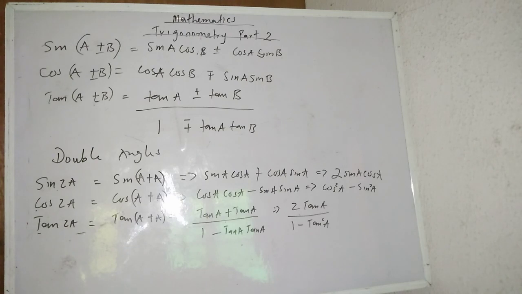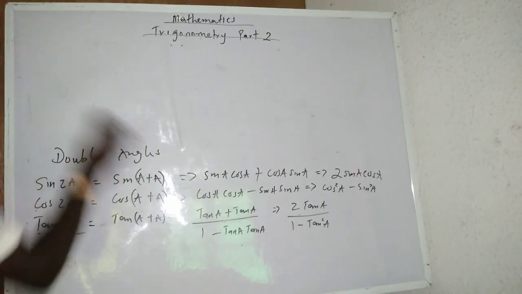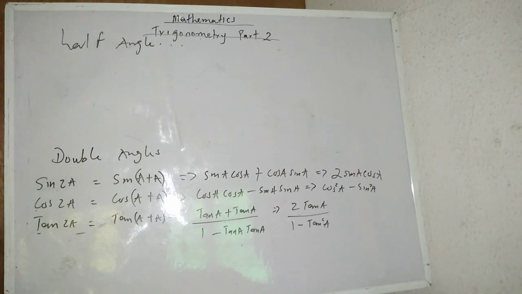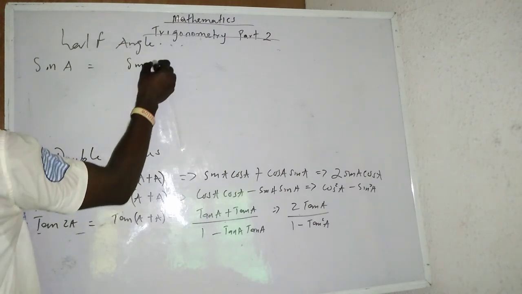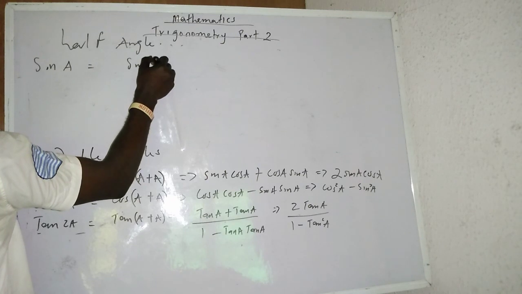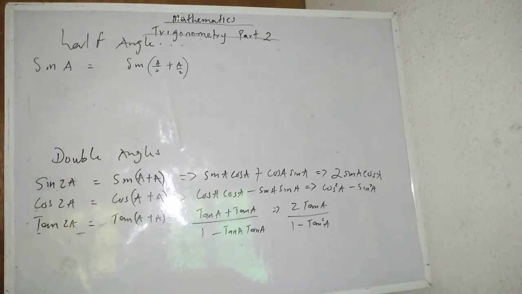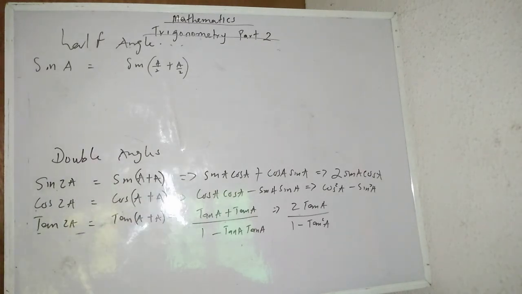Now I can also generate half angles. If I have sine A, I can express my A as A over 2 plus A over 2, so sine of A over 2 plus A over 2. Here the angle is halved, and half plus half is equal to 1.